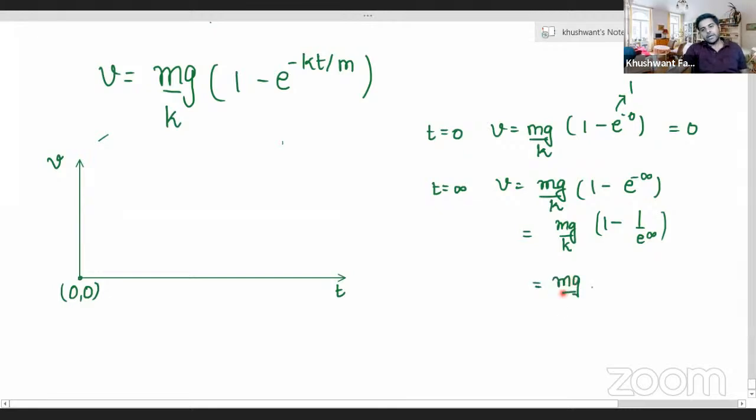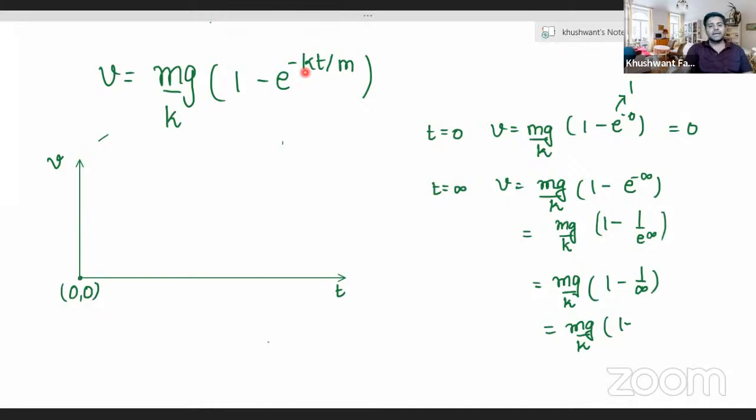Now you are clear. So mg by k into 1 minus 1 by infinity. What is 1 by infinity, Swarada? Swarada, what is 1 by infinity? Hello. Okay, I think there is some issue with the microphone. We'll take this with who else is online?